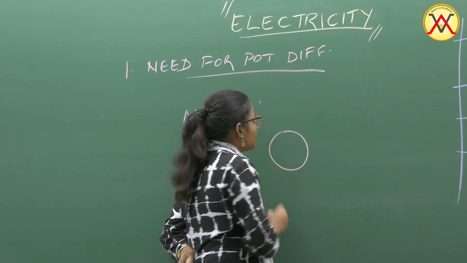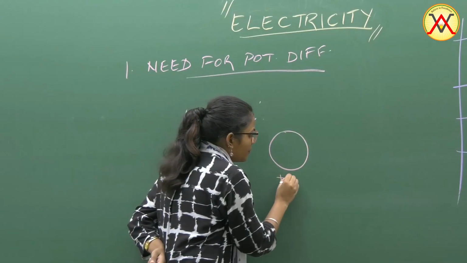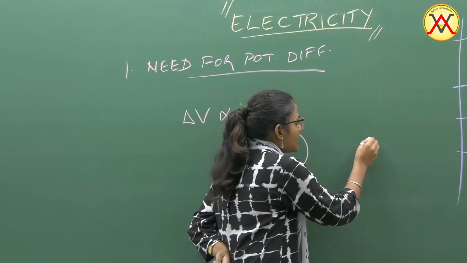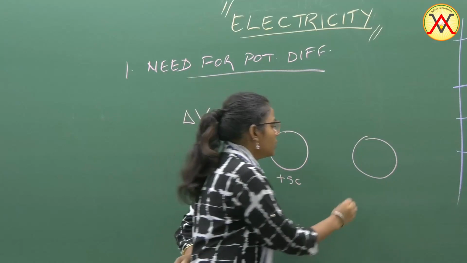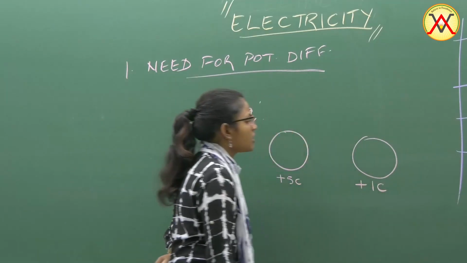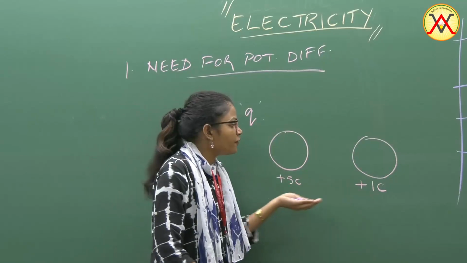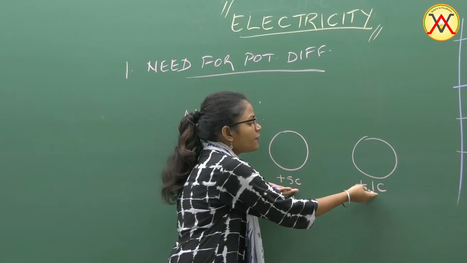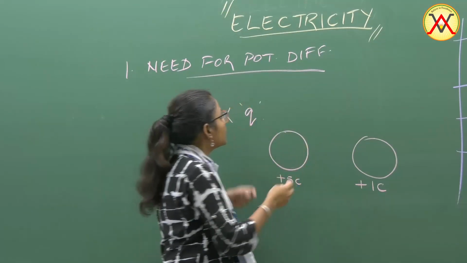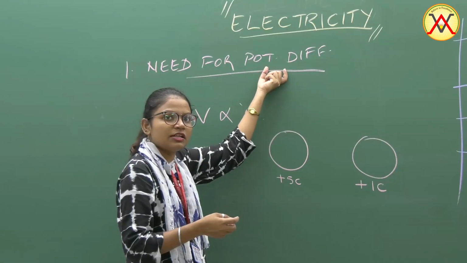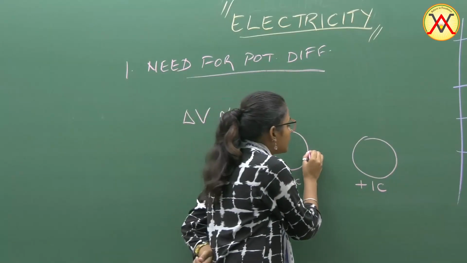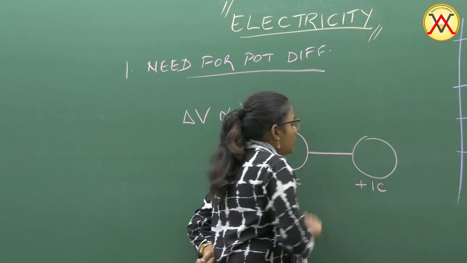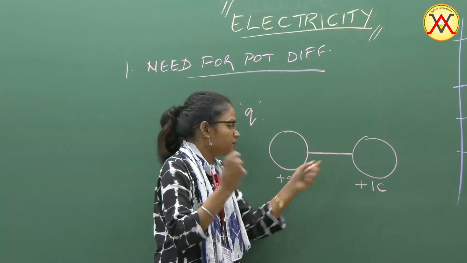Let's suppose there is this body 1 having plus 5 coulomb charge, and another body 2 having plus 1 coulomb charge. It is so obvious that these two bodies have got some difference of charges. These difference of charges would give the bodies a potential difference if we link these two bodies through a conducting wire. Now what would the conducting wire do?